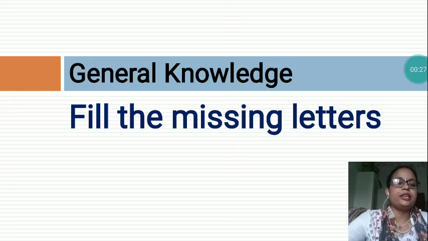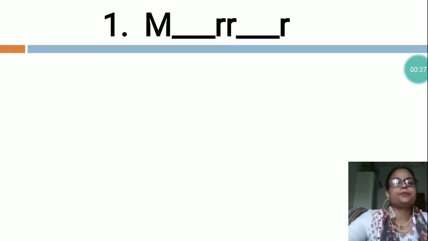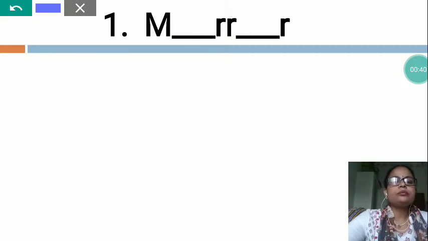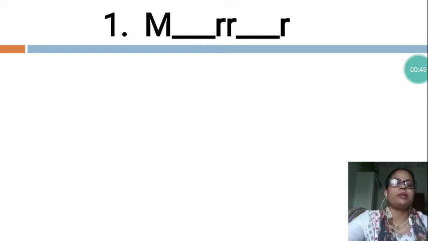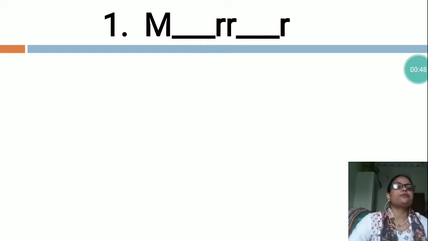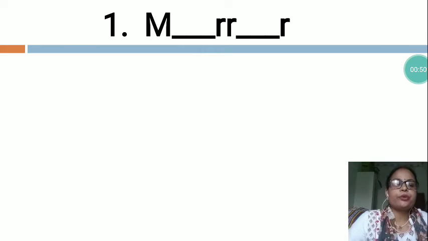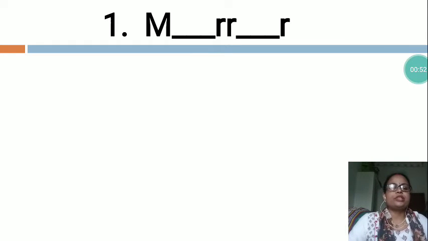You will have to write the correct letters in all these places at the proper place and you will have to make a meaningful word. So first is M dash double R dash R. So in this word two letters are missing and you will have to fill the correct letter at the proper place. So which word is this?